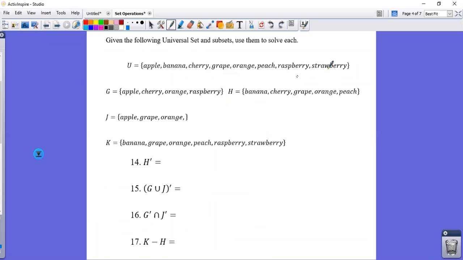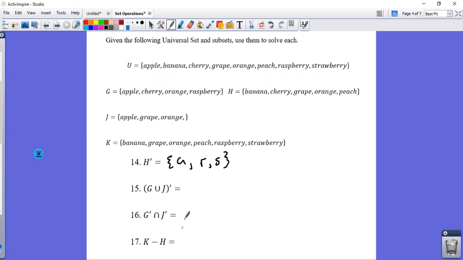All right, so now we have a bunch of fruit and different subsets of fruit. So H complement is going to be all the fruit that's not in H. So that would be the apple is not there. I think I used B, C, G, O, P. Yeah, I used fruits of all different letters so that you can just do the abbreviation. So H: there's no apple, there's a banana, there's a cherry, there's a grape, there's an orange, there's a peach, there's no raspberry, there's no strawberry.